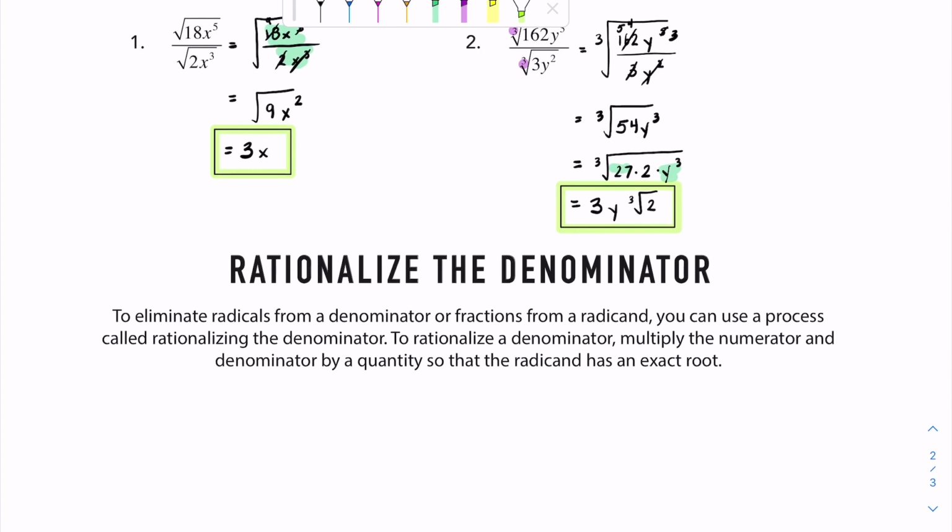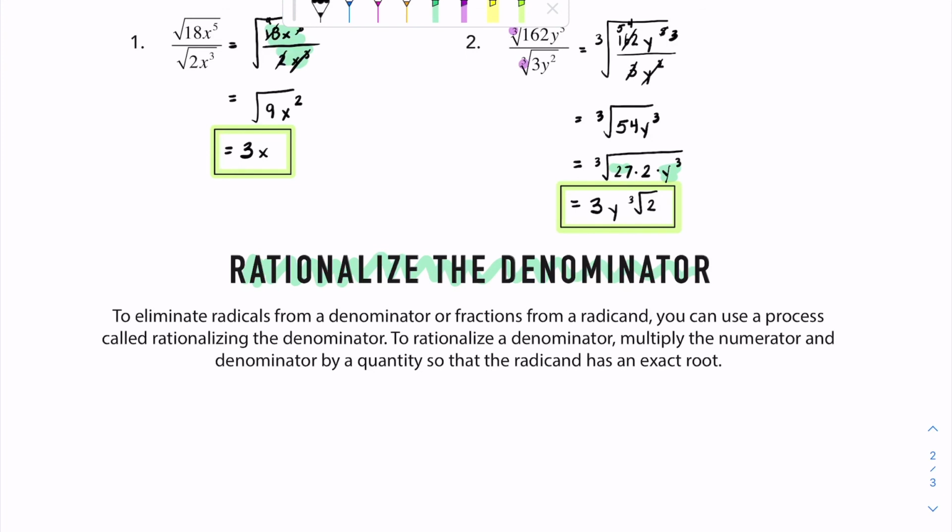For the next example set, we're going to talk about rationalizing the denominator, which is a very big topic for the upcoming lesson. So this lesson, but also lessons in the future. So to eliminate radicals from a denominator or fractions from a radicand, you can use the process called rationalizing the denominator. To rationalize the denominator, you multiply the numerator and the denominator by a quantity so that the radicand has an exact root. Let's take a look at a very basic example.